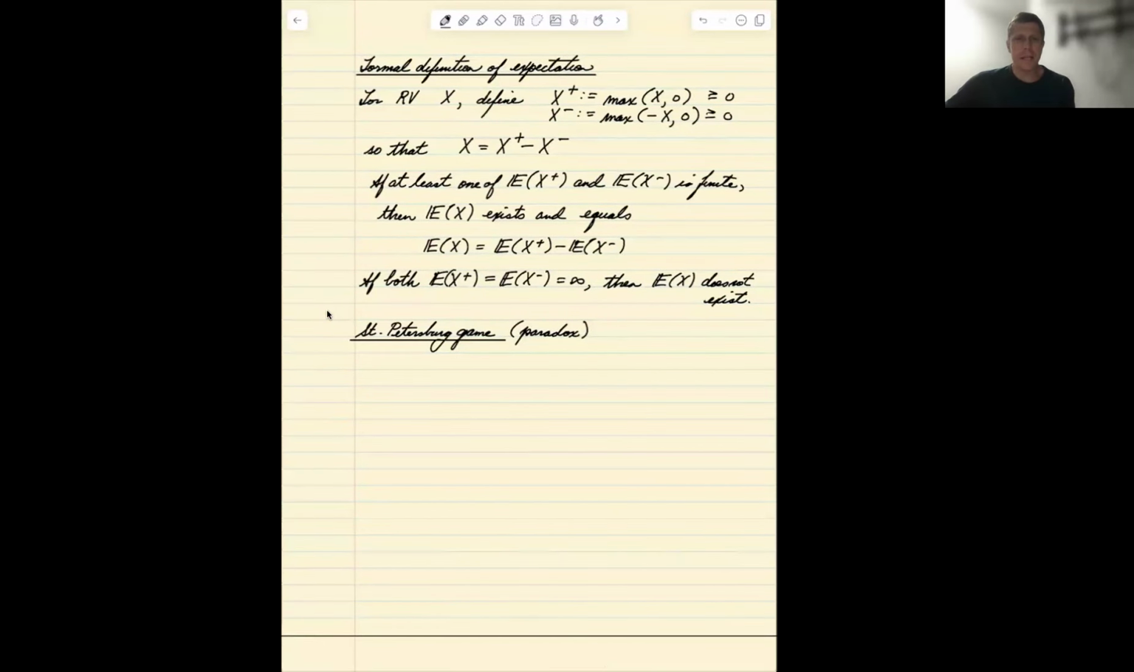Okay, so this is an example of infinite expectation. What we're going to do is toss a coin until the first head appears. So toss a fair coin, so 50-50, until the first head. And so the distribution is geometric with probability 1/2. And we're going to call this W. So let W be the number of tosses required until the first head.